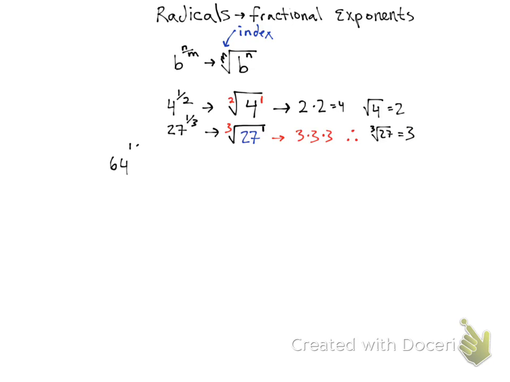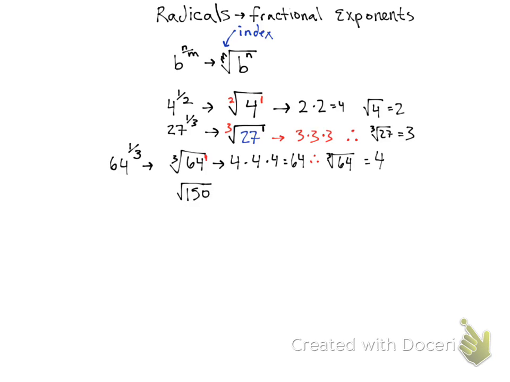So let's say you got 64 to the 1/3 power. So we have our index as being 3. That's what the denominator tells you. That's 3 here. 64 goes on the inside. The numerator is your exponent on the inside. That's going to be a 1. So you're looking for a number that multiplies by itself 3 times to get to 64. So that's going to be 4. 4 times 4 is 16. 16 times 4 is 64. So therefore the cube root of 64 is 4.